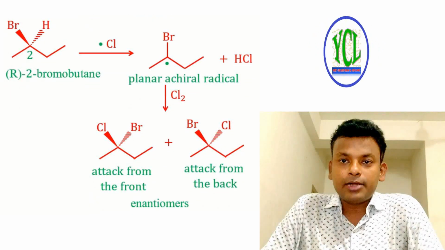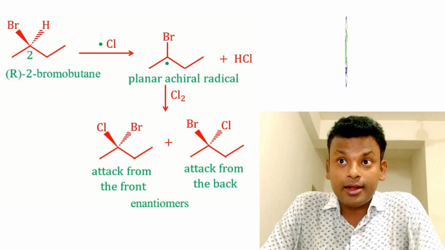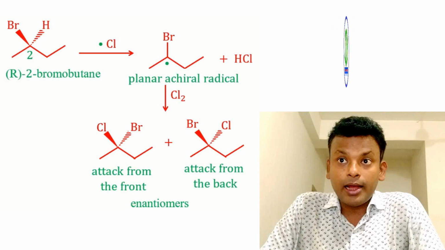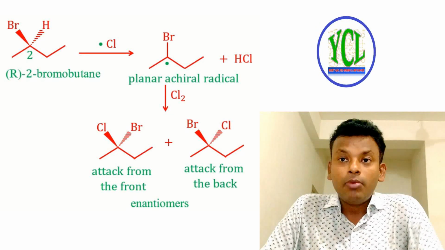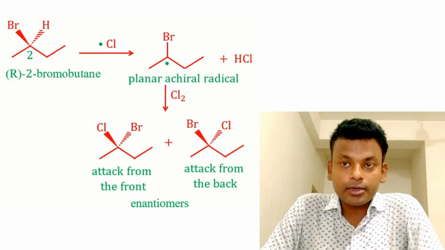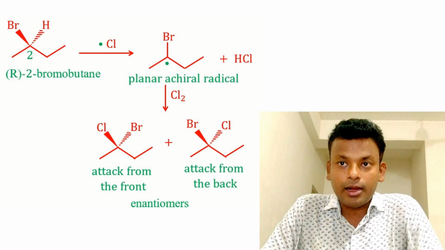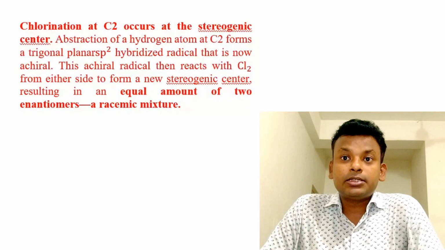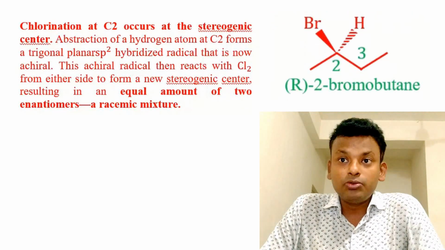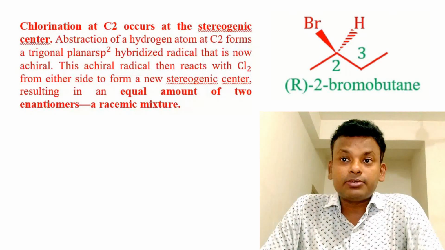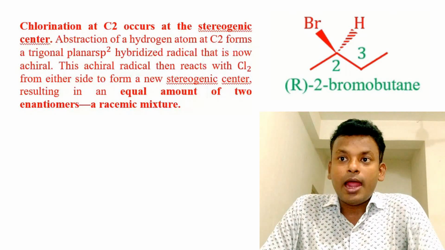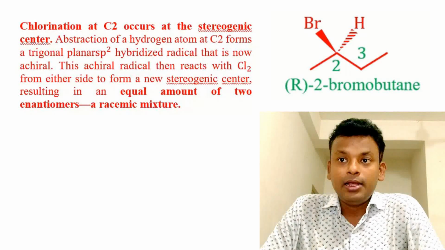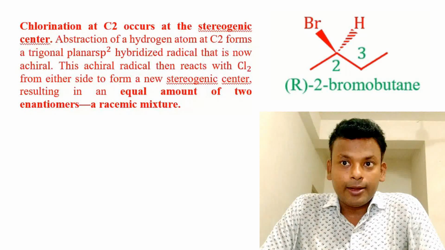R-2-bromobutane first reacts with Cl dot to form a planar achiral radical, and the planar achiral radical reacts with Cl2 to form enantiomers. Front side attack and back side attack are given. Chlorination at C2 occurs at the stereogenic center. Here the C2 carbon is represented, and abstraction of a hydrogen atom at C2 forms a trigonal planar sp2 hybridized radical that is now achiral.